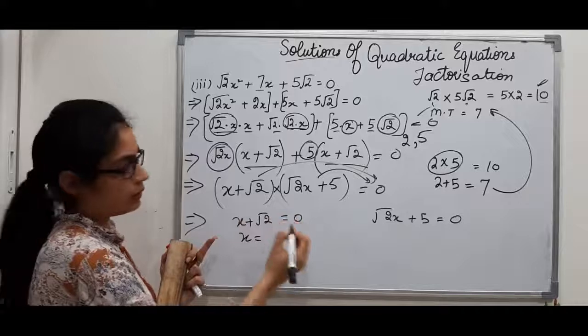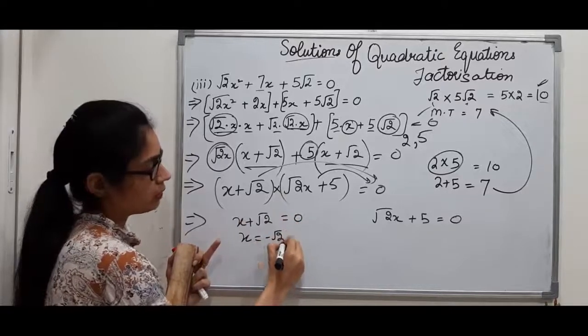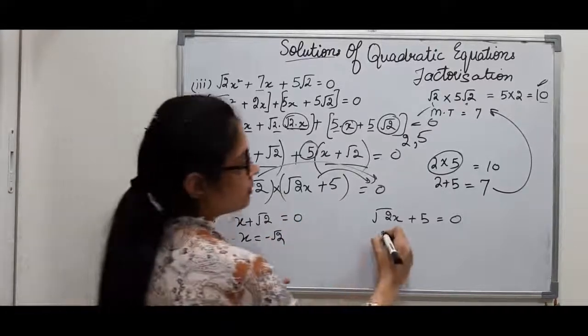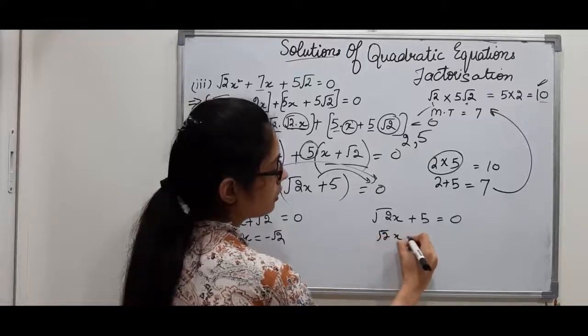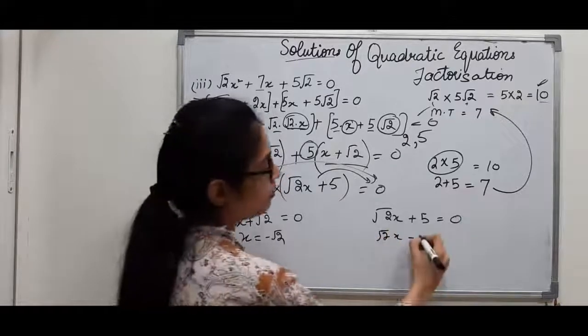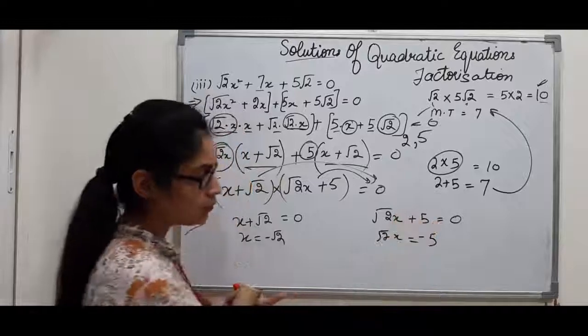I will shift root 2 to the other side. It will change to x is equal to minus root 2. This I will solve: root 2x is equal to minus 5. I will shift 5 to the other side. It will change to minus 5, since it's plus 5.